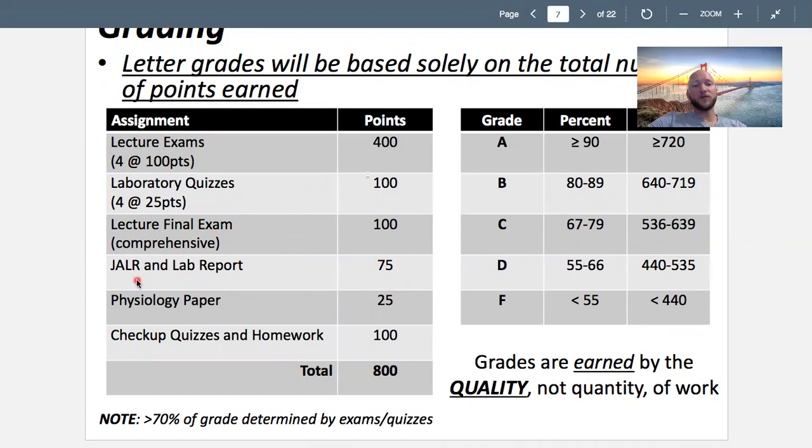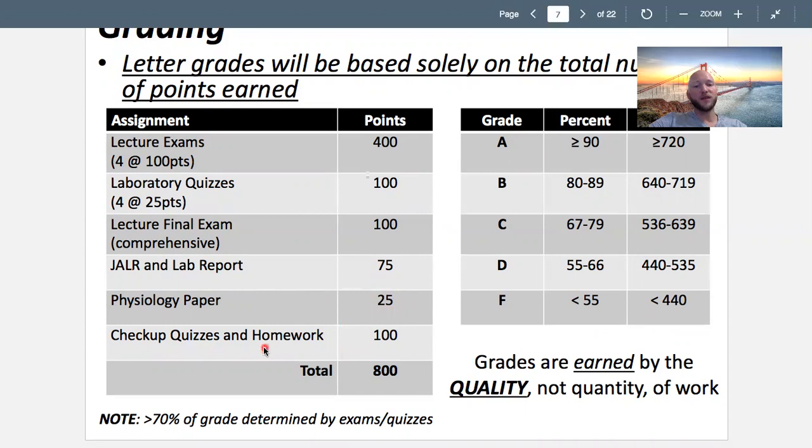75 points will come from the JLR, the Journal Article Learning requirements, and the lab report. So this is like a combined, two-part assignment. We're going to talk about that shortly. 75 points from there. Physiology paper. You're going to write a 6 to 12 page paper on a topic of your choosing with some guidelines, but it's pretty open. 25 points to write that paper.